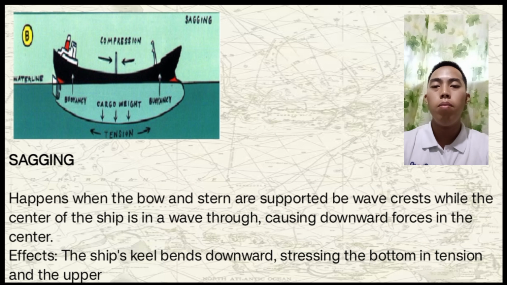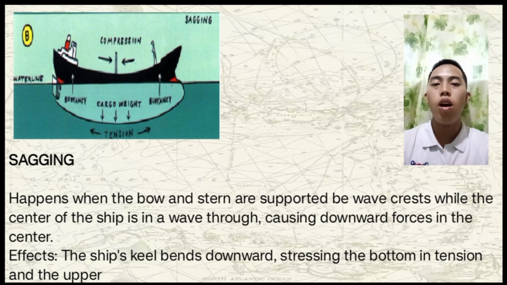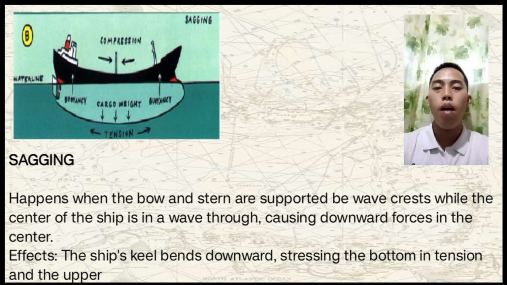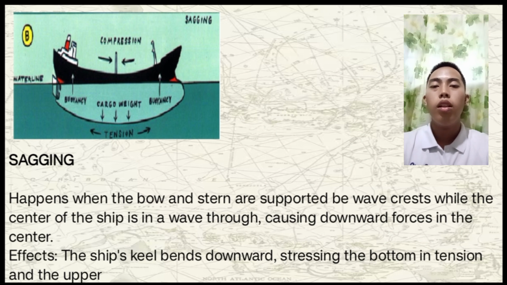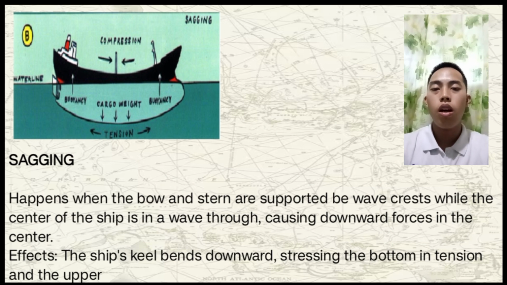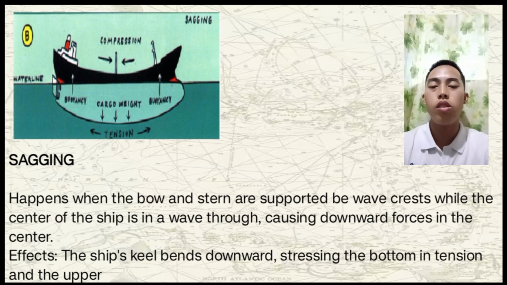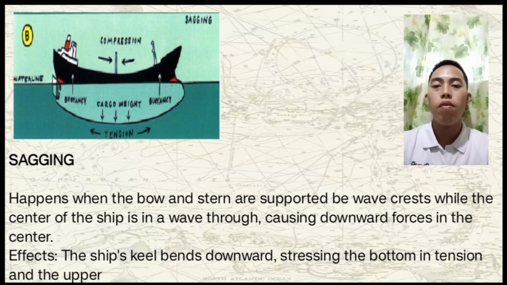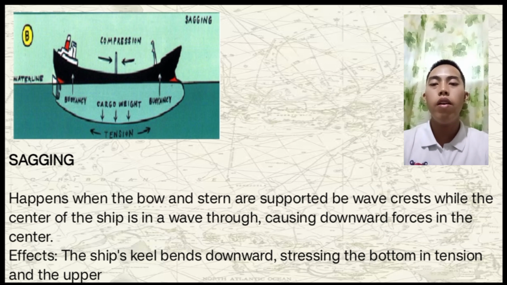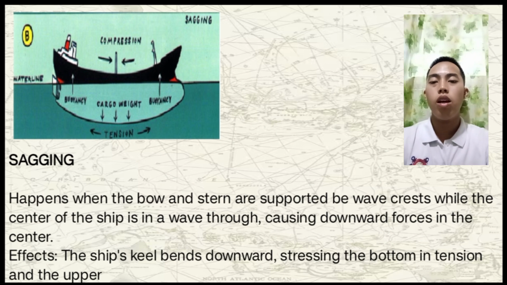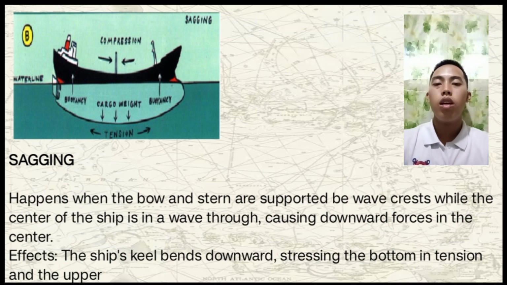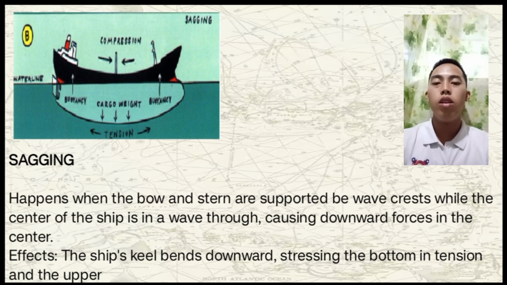This downward bending puts the bottom of the hull under tension or stretching, and the upper deck under compression, squeezing. Like hogging, sagging can cause significant stress and potential damage if the forces are excessive. The degree of sagging depends on factors like wave characteristics, ship design, and cargo distribution.